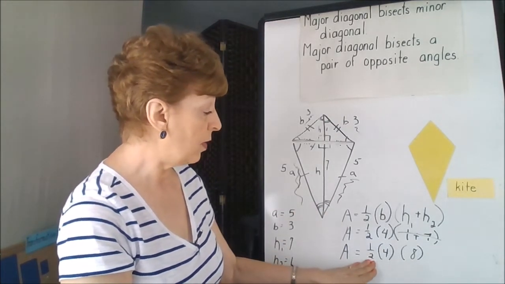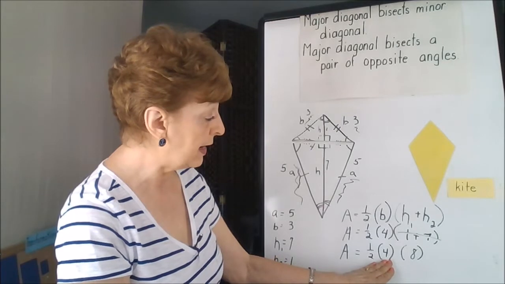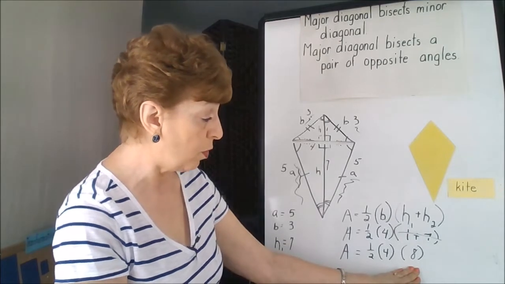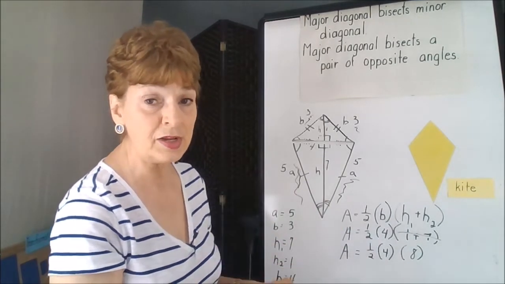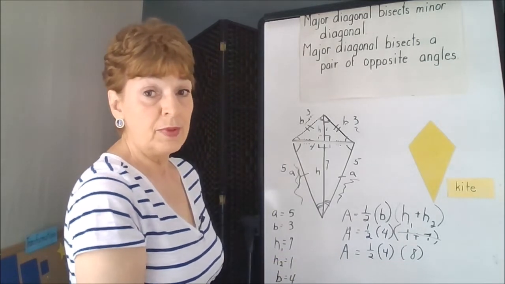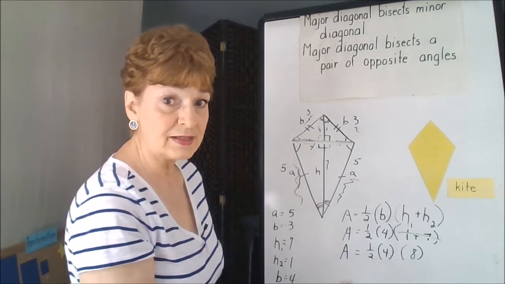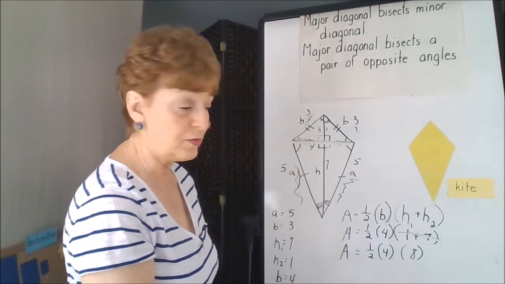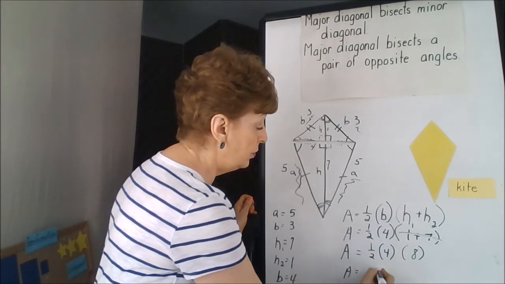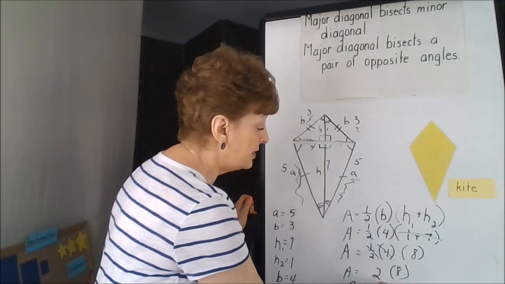So you could say 1/2 of 4 is 2, 2 times 8 is 16, or you could multiply 1/2 of 8, that would be 4, so 4 times 4 is 16. You see how you can play around with the different ways you can get your answer. However your thinking process, you can manipulate it to what's easiest for you. But we're going to do area is equal to 1/2 of 4 is 2, so I've taken care of that, times 8, and area is equal to 16.